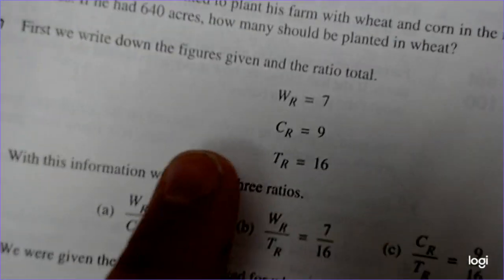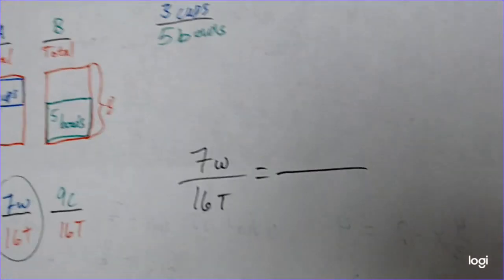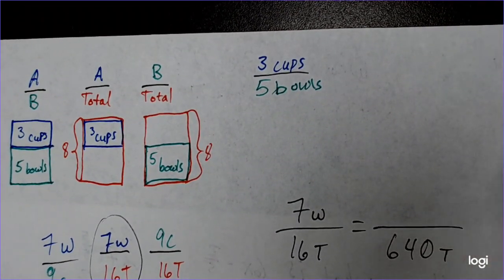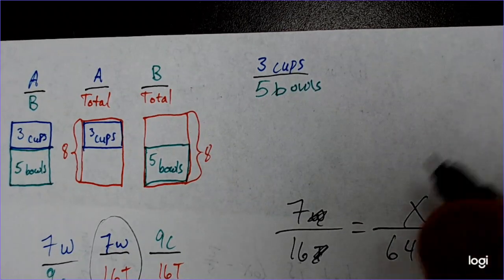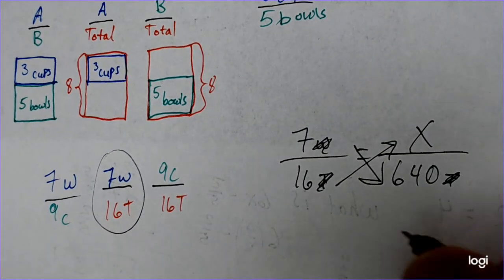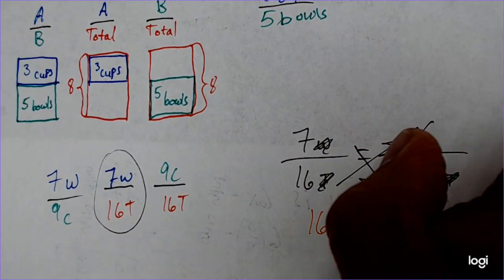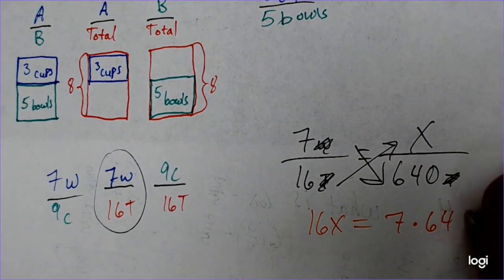Let's go back to the problem. Let's see here. 640, that's the number of total. So 640 is going to go down here. All right, once I've done that, I can go ahead and erase the letters. I'll put my unknown, and then I cross multiply to solve. Okay, so when I cross multiply, I end up with 16x is equal to 7 times 640.